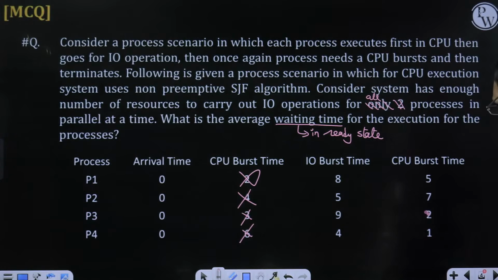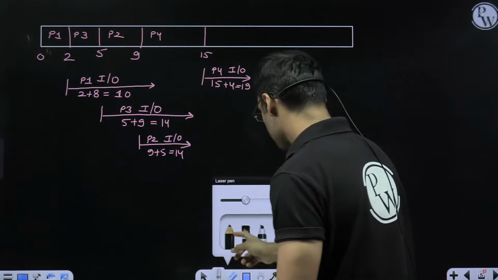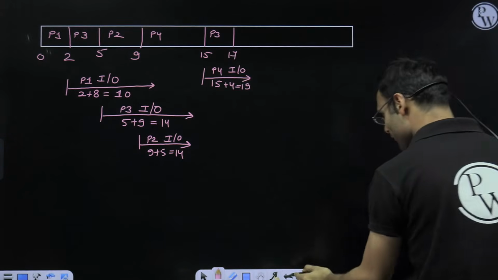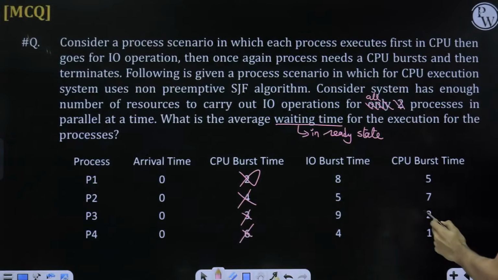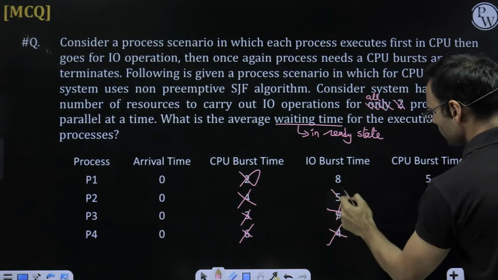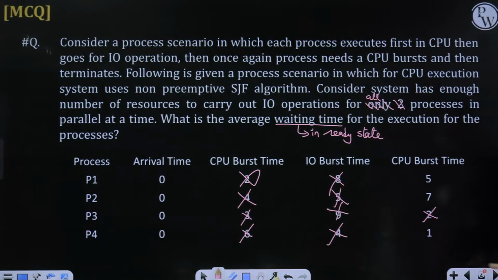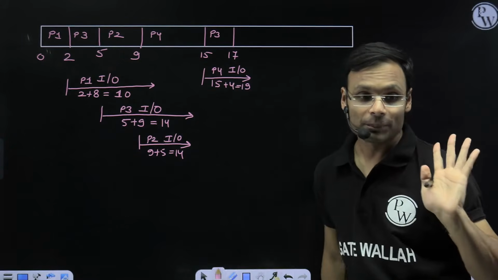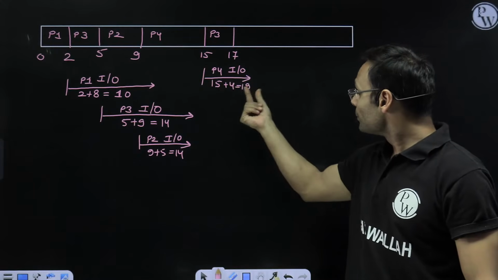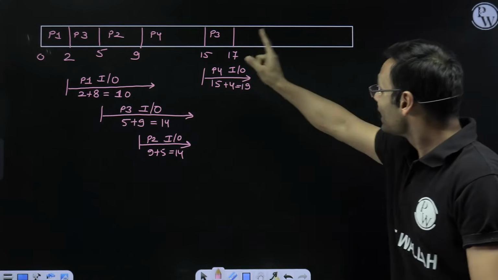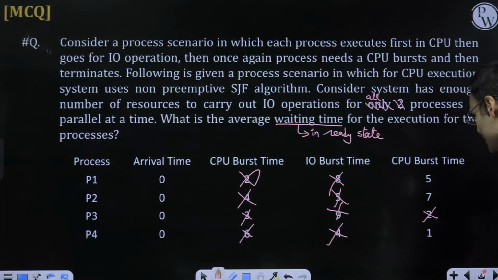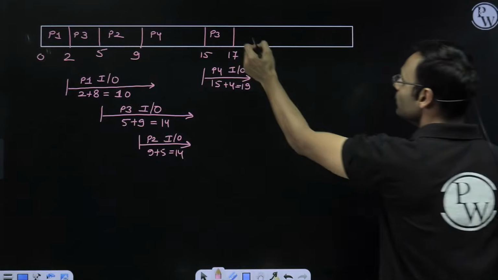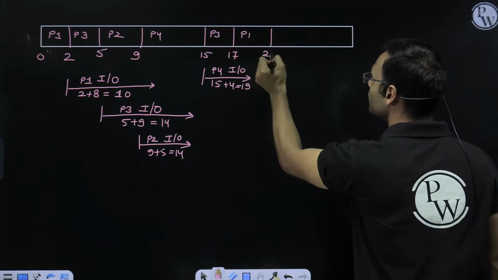Yes, so P3 will run for 2 time units. 15 plus 2, 17. P3 till 17 done. Yes, P3 is now completed. Now at 17, P4 is not coming after IO completion. P4's IO completion is at 19. I am currently sitting at 17. At 17, I have the smallest process, which one? P1. So P1 will be scheduled, plus 5, 22.